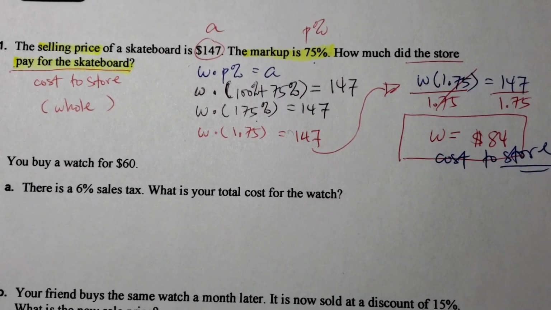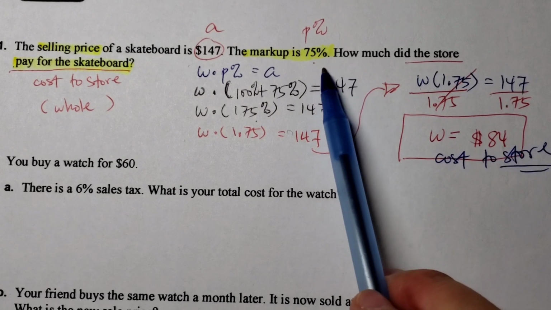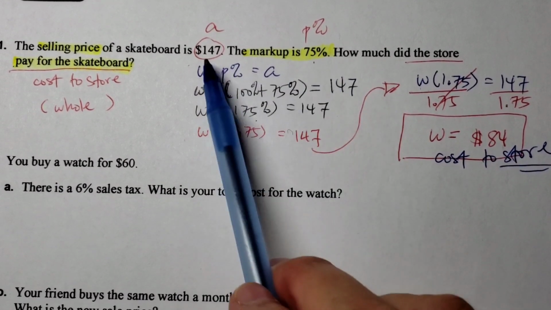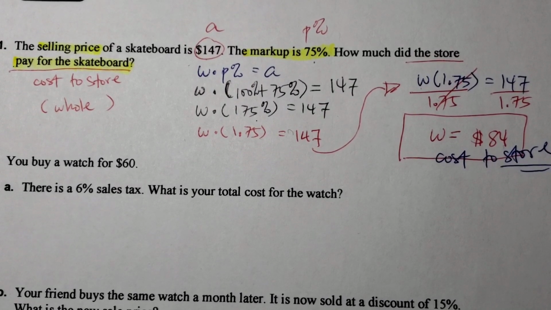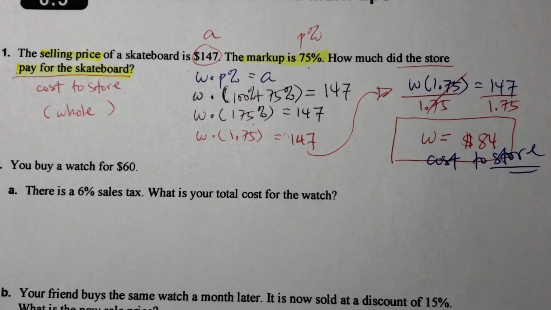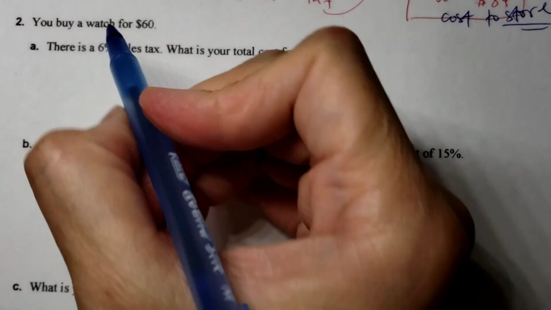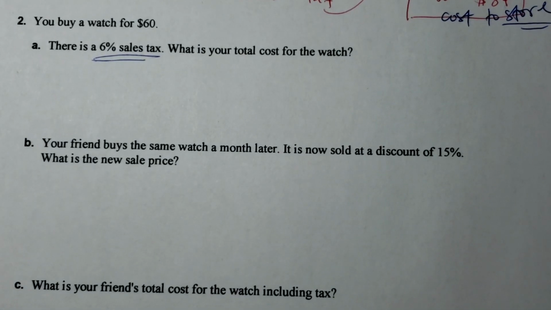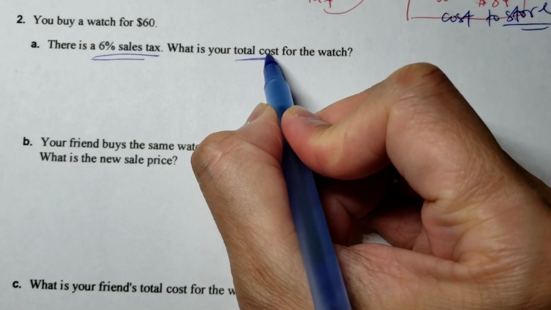Okay? So this is the amount of money they paid for the skateboard. They marked the price up 75%, and they're selling it for 147. Just wow. All right, now let's do number 2. Okay, number 2. You buy a watch for $60. Sales tax, what we all pay when we buy something, 6%, especially in Maryland. So what is the total cost of the watch?